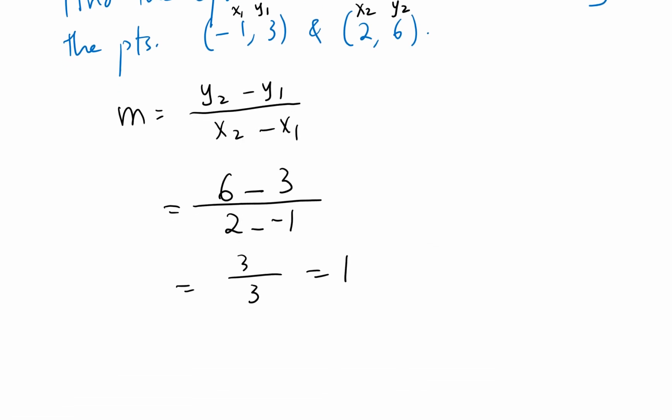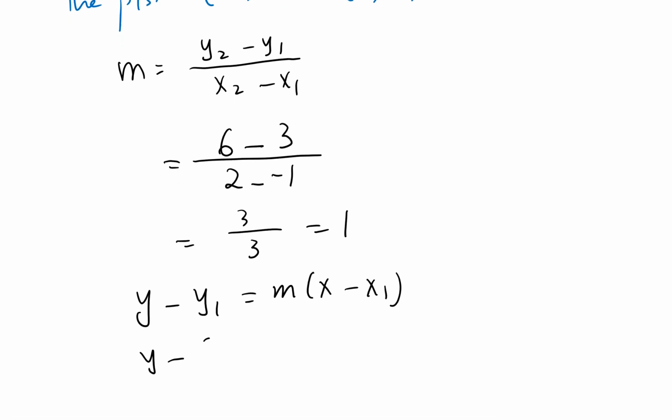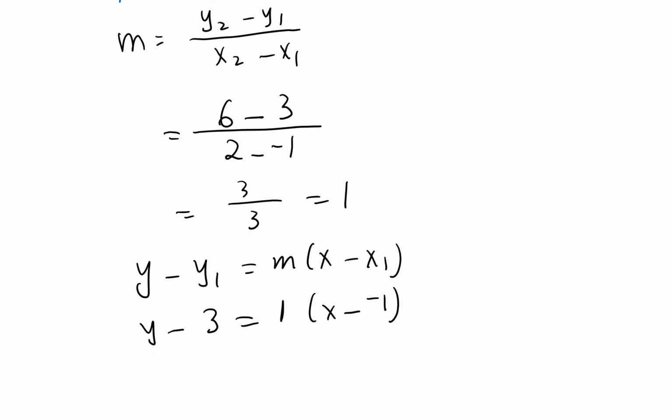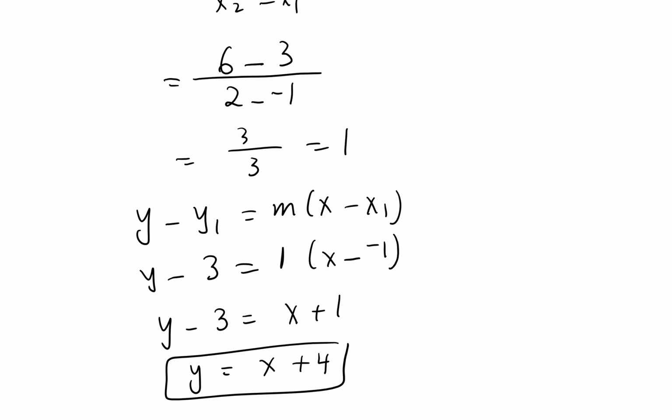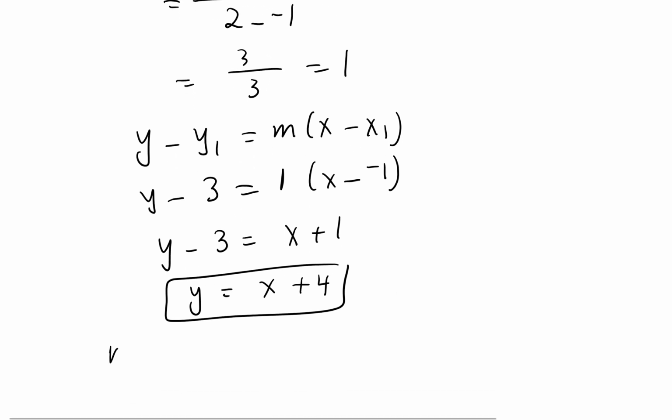So I found the slope, but I don't have the y-intercept. So what am I going to do? If I want to use the formula, y minus y1 equals m times x minus x1, you may use either of the two given points. You can use either the first one or the last one. So let's use the first one. y1 is 3. The slope is 1. x1 is -1. So this stays the same. 1 times x is nothing, so x plus 1. Then add 3 to both sides. Now notice, the slope here is 1 and the y-intercept is 4.